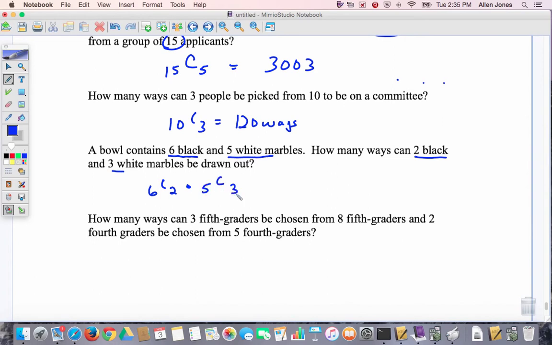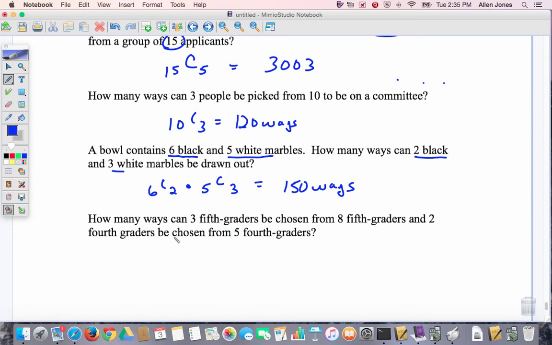Times, we also have white marbles. We have 5, and we're going to choose 3. So the order we draw the white marbles out doesn't make a difference, so it's 5C3. And notice I multiplied those 2 different combinations together. How many ways? Which means we have 150 ways when we plug that into our graphing calculator using that combination function.